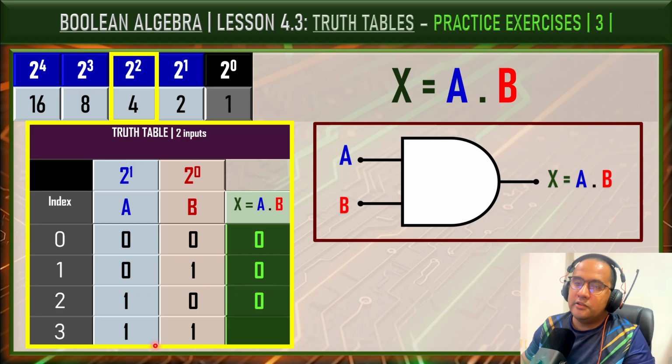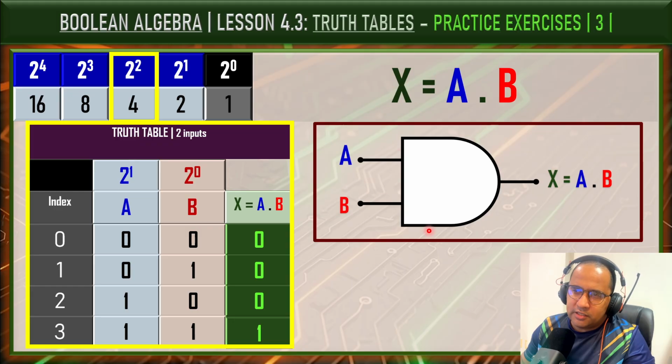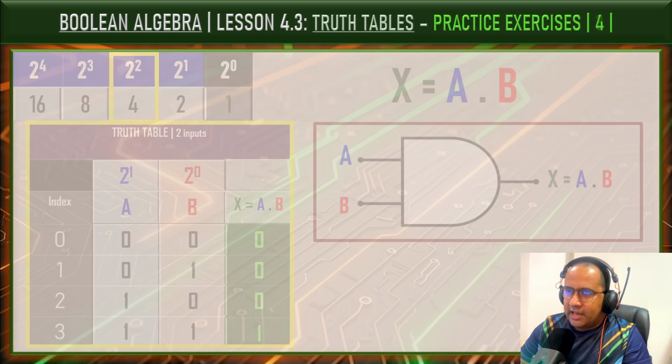And finally, row 3. A equals 1 and B equals 1, which means both are equal to 1. Therefore, the output becomes 1. As we can see, the AND gate is more restrictive than the OR gate. The output becomes 1 only when all inputs are equal to 1. For this reason, only the last input combination produces a logic 1 at the output. Good job if you got that right. Let's move on to the next exercise.